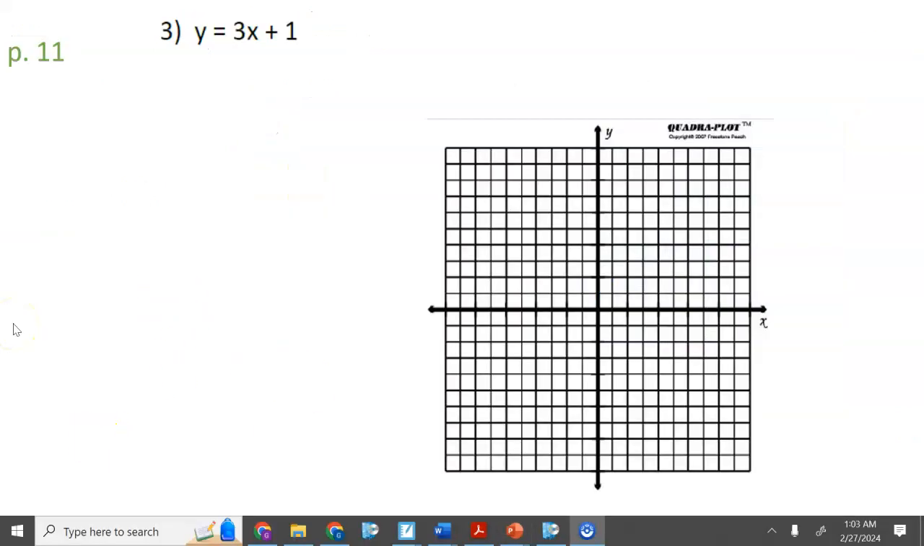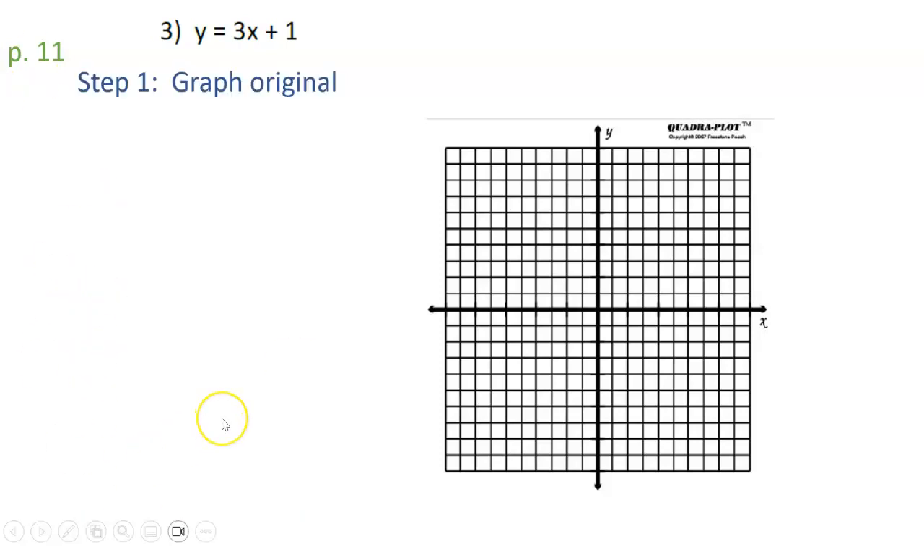All right, let's go ahead and turn to the assignment on page 11 and look at number 3. So number 3, we have y equals 3x plus 1. So the first thing, let's just go ahead and graph that. So think about how we graph that. We can start at that plus 1 on the y-axis. So we're going to come up here and make a dot at 1.